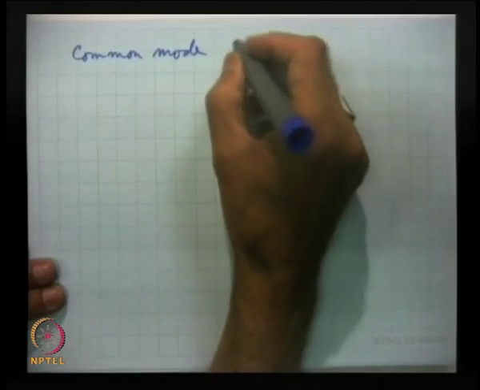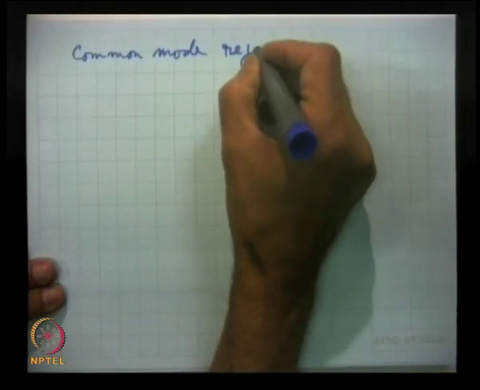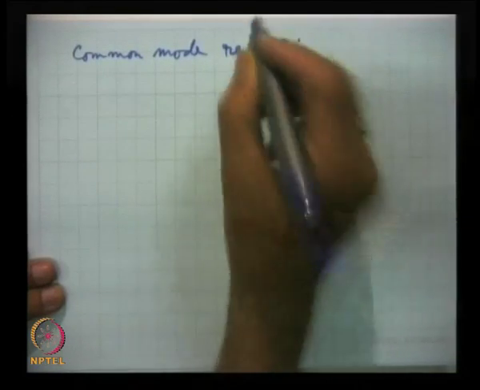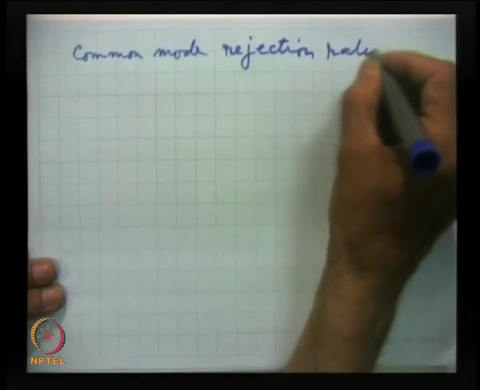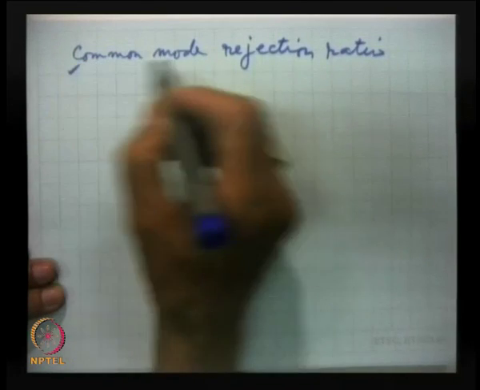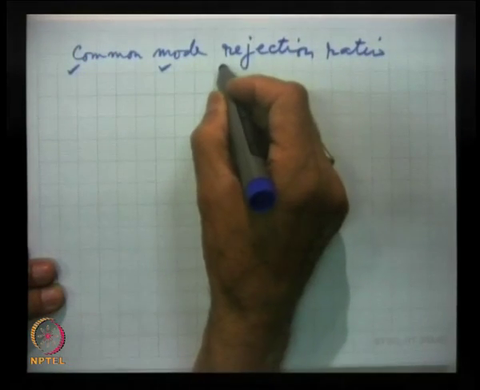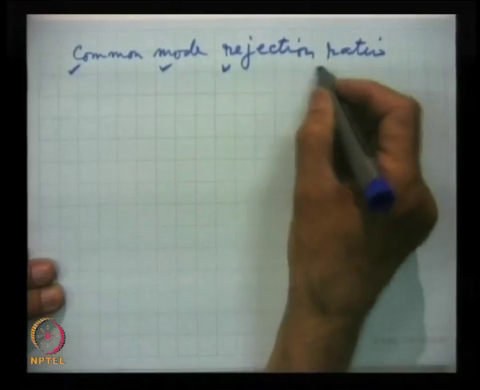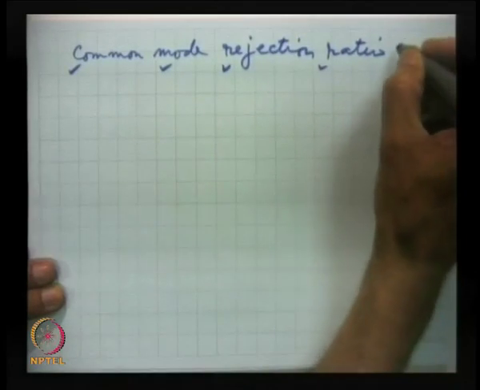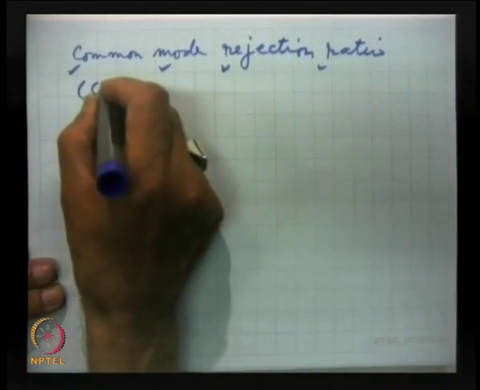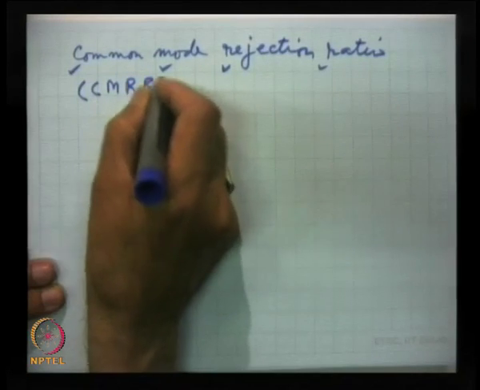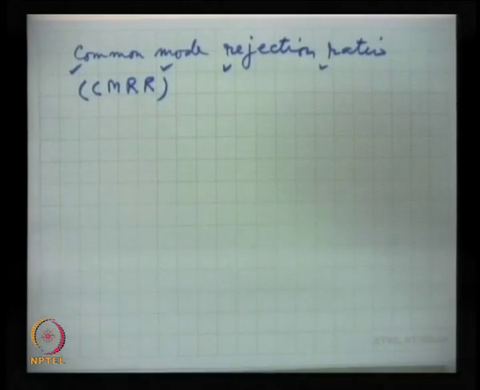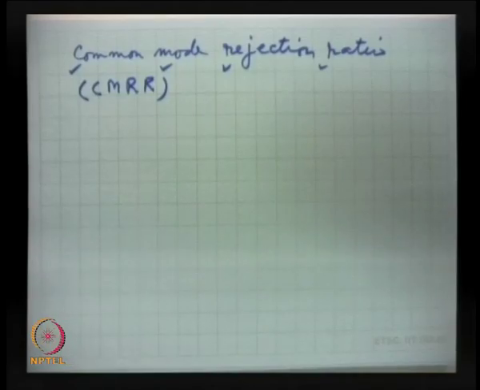Common mode rejection ratio, CMRR. This is also called CMRR ratio, common mode rejection ratio.